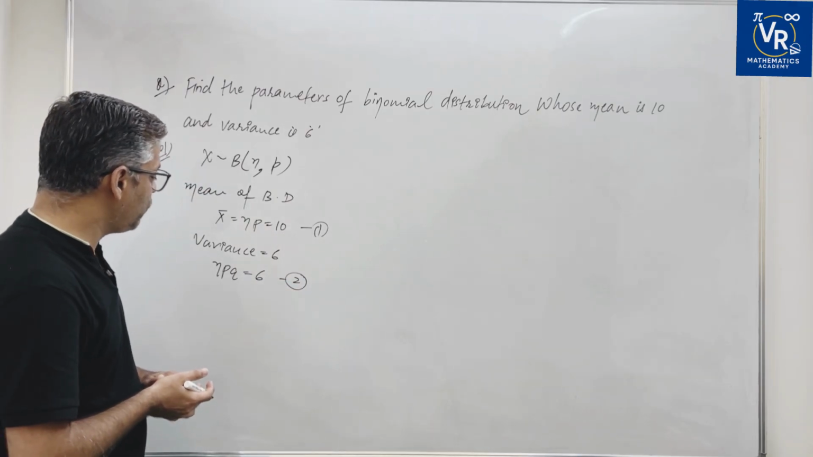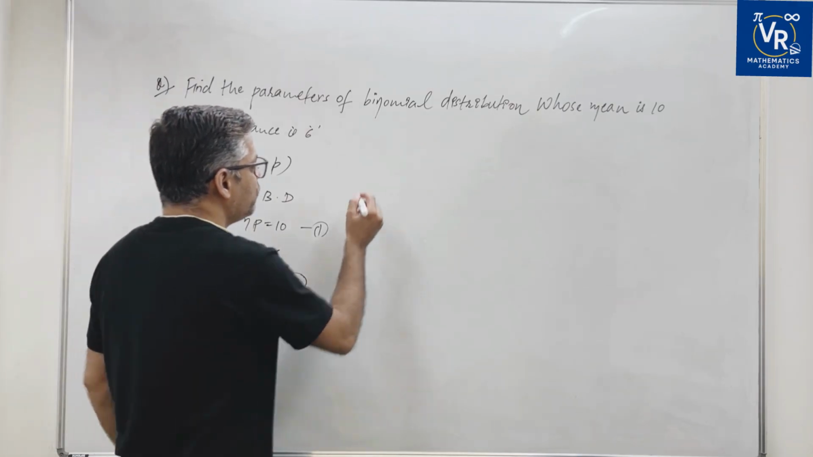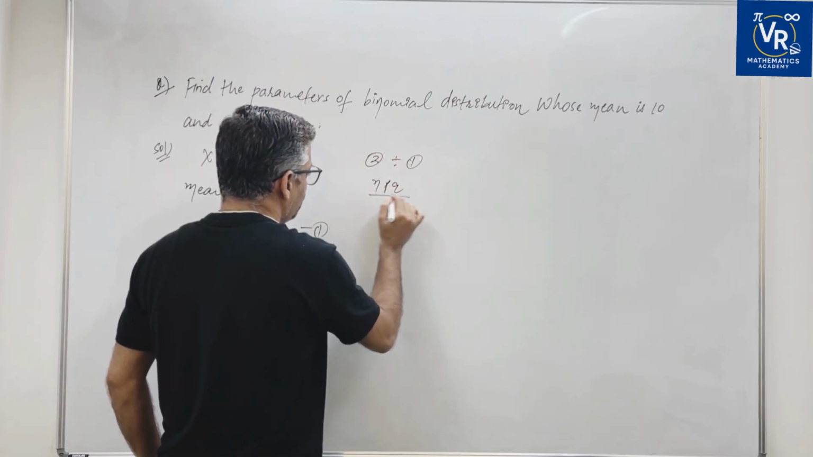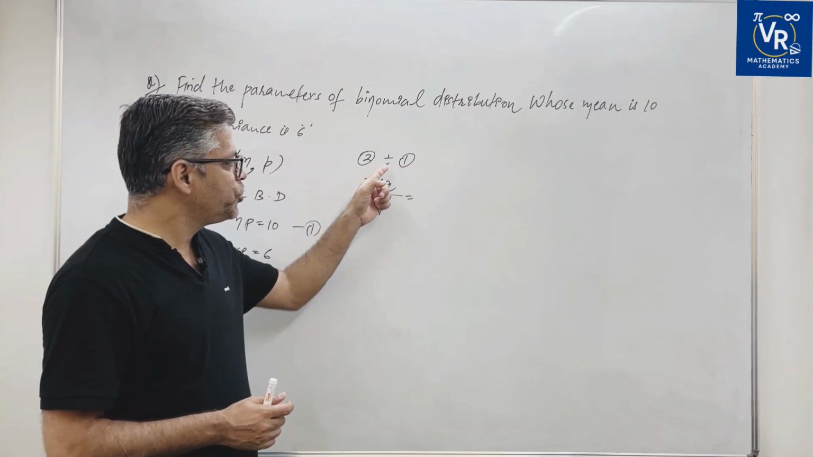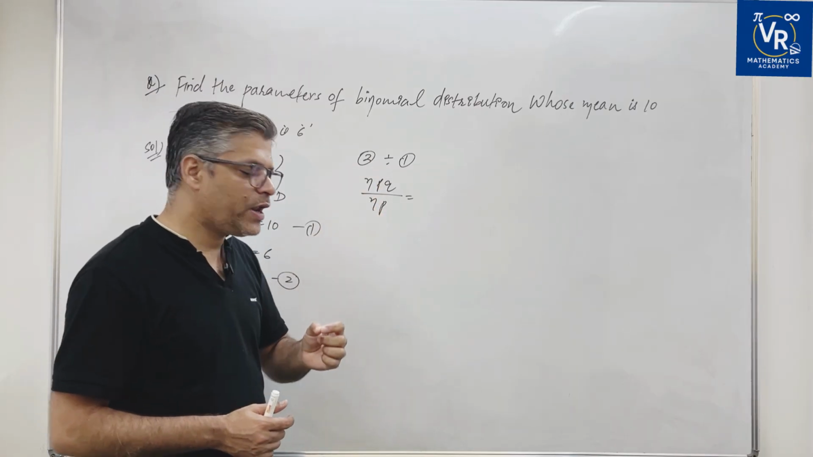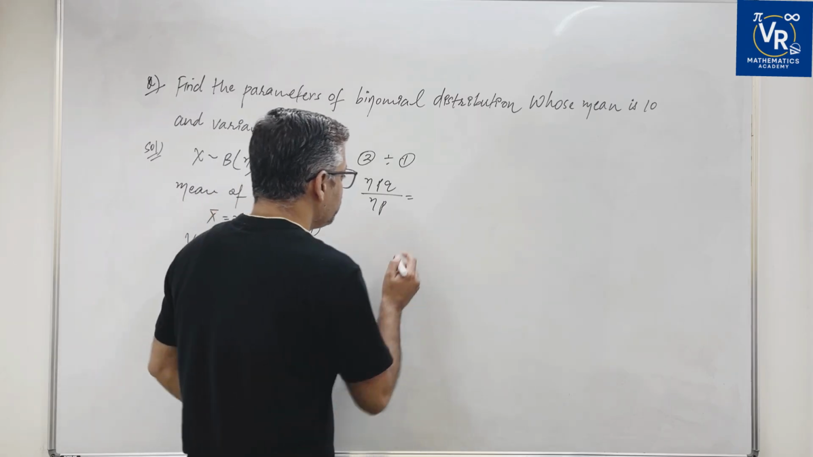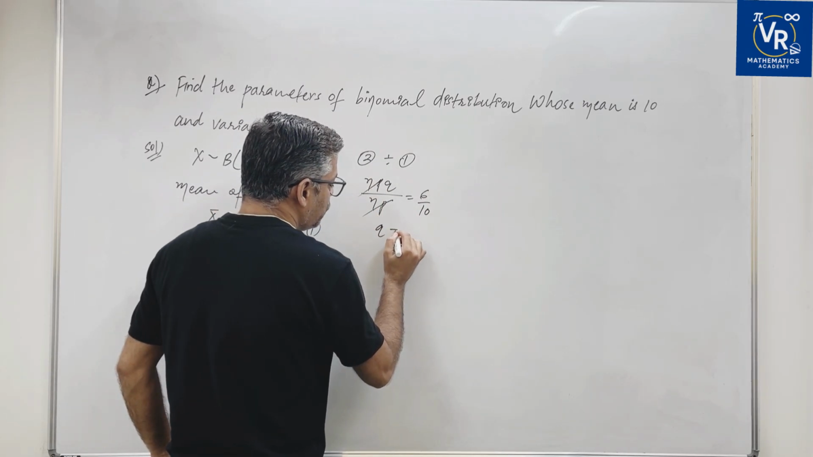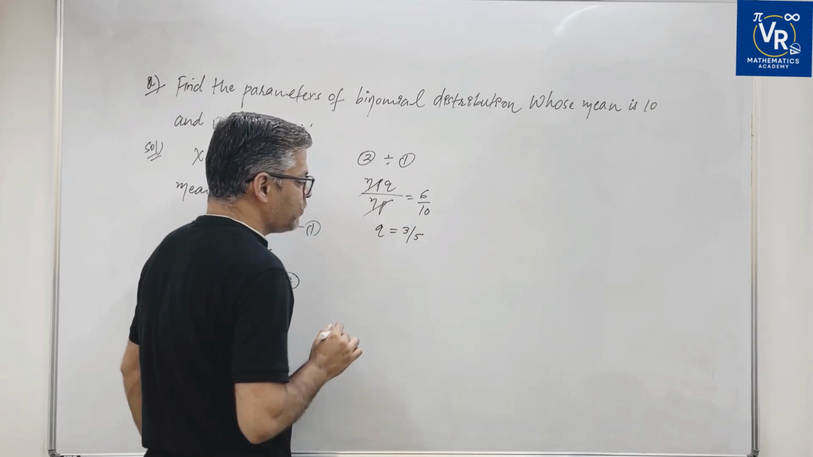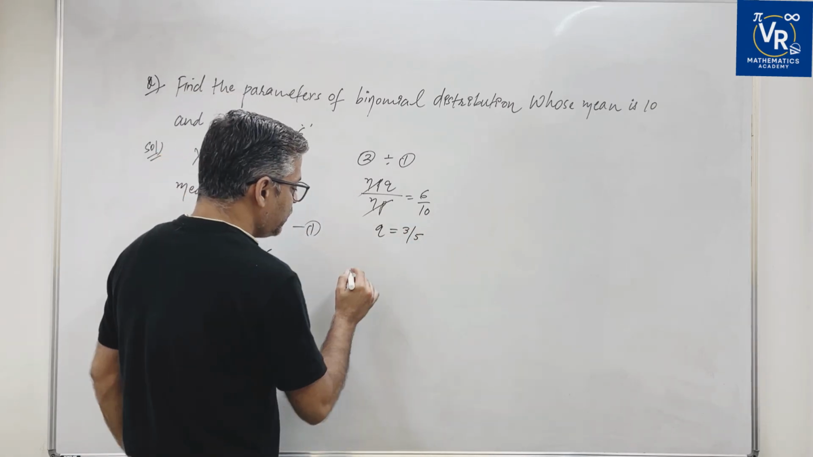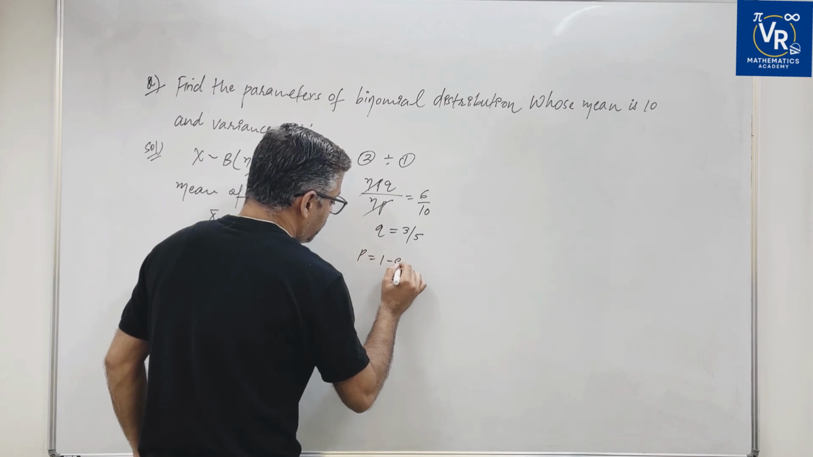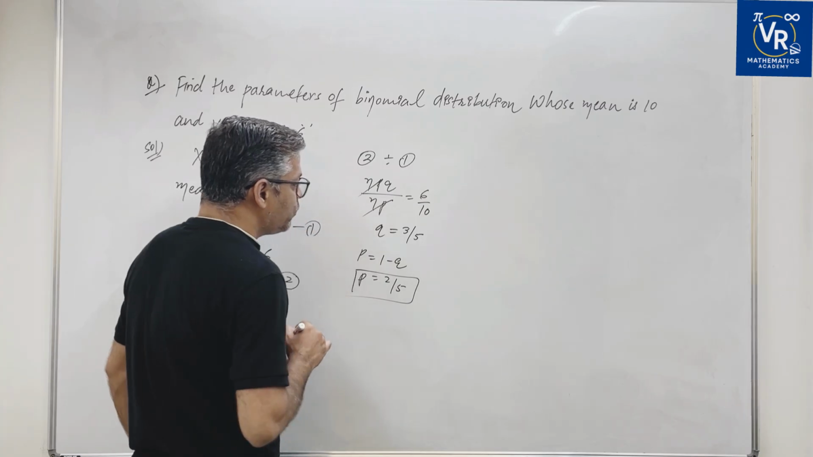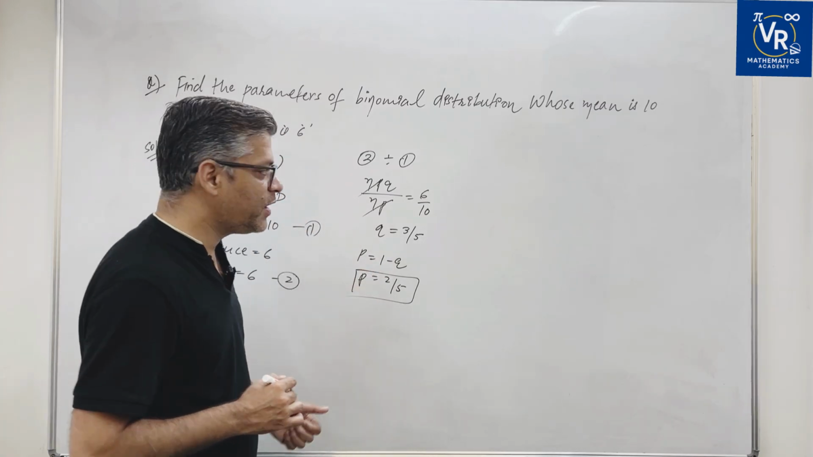We have to find the value of n and p, so we divide equation 2 by equation 1. That is npq upon np, which will be equal to 6 upon 10. So np and np both cancel out, and q will be equal to 3 by 5. When q is equal to 3 by 5, then we know that p can be written as 1 minus q, that is 2 by 5. So the value of p is equal to 2 by 5, and the value of q is 3 by 5.